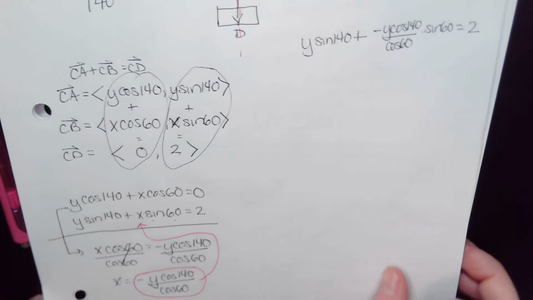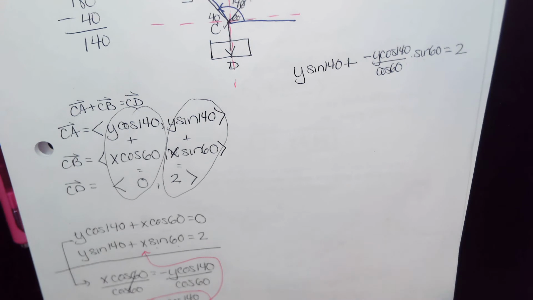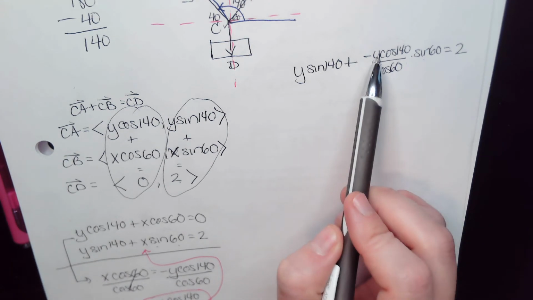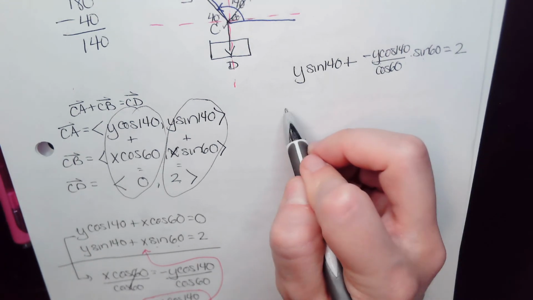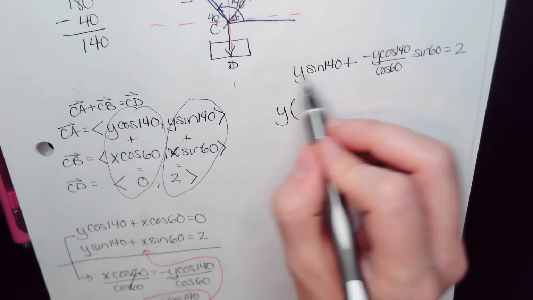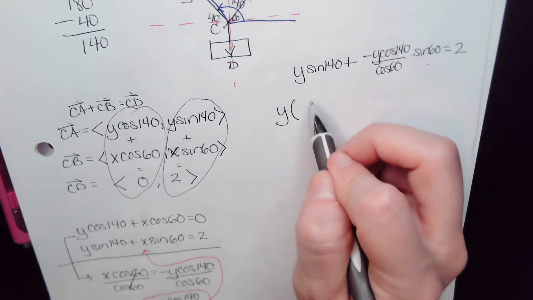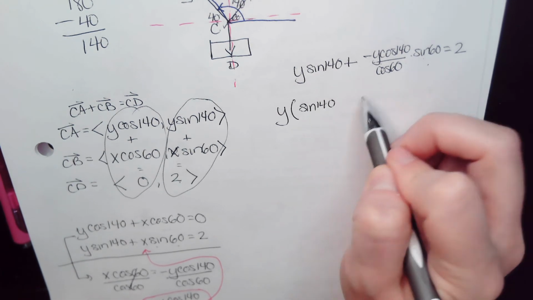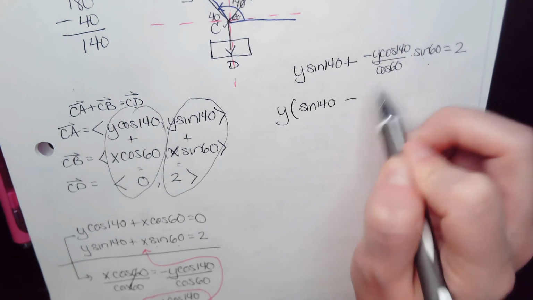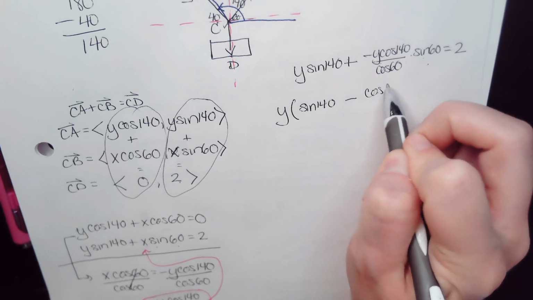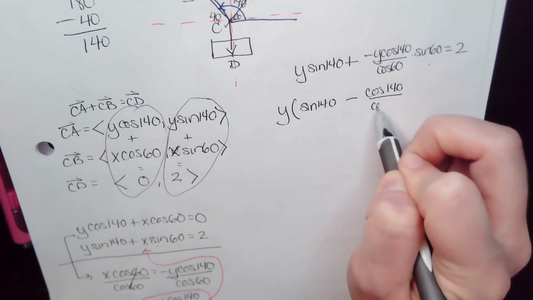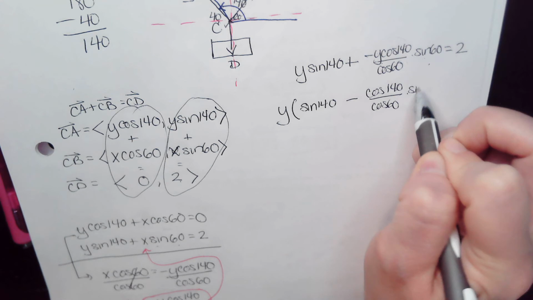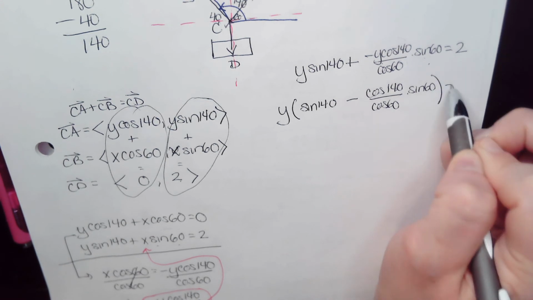And then what we did last time was we said, well, each of them have a y, so let's factor out the y. So if I factor out a y, divide each of these by y, what would I have left? Well, I'd have sine of 140. Instead of doing plus and negative, I'm just going to say minus, so the y would factor out, times sine of 60 equals 2.